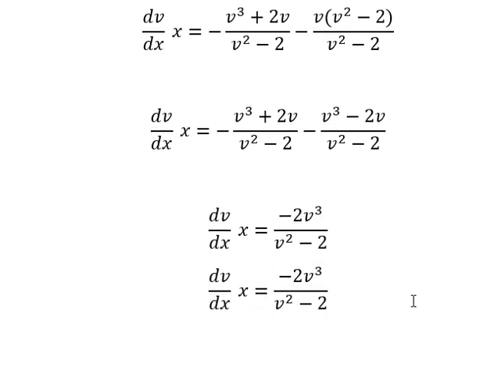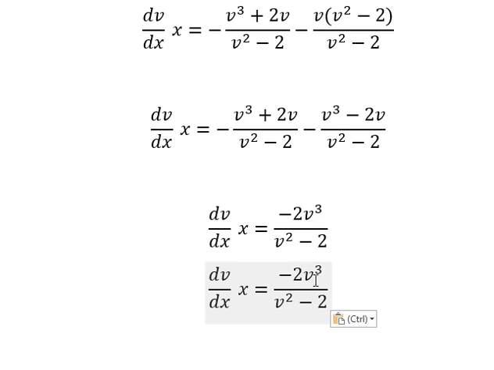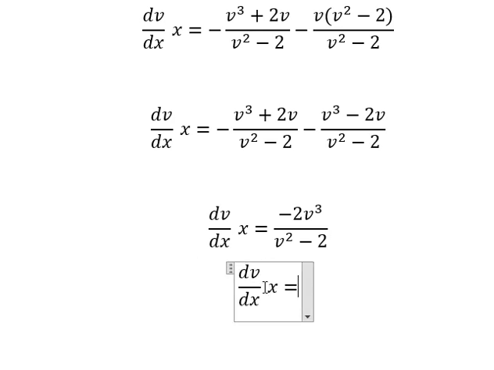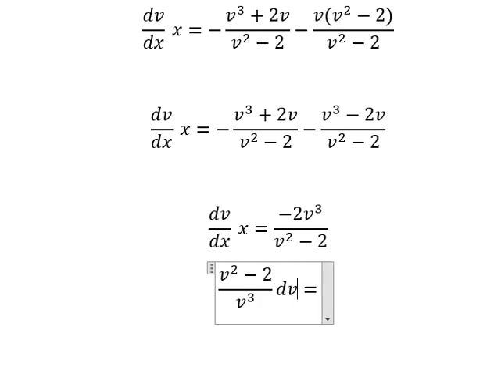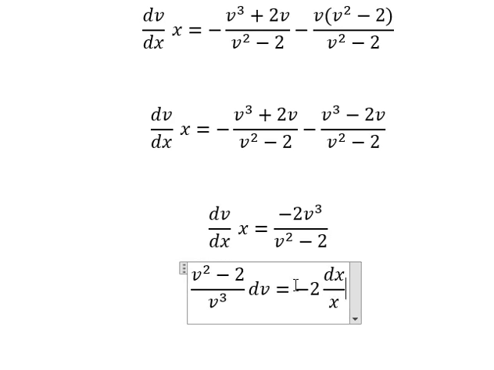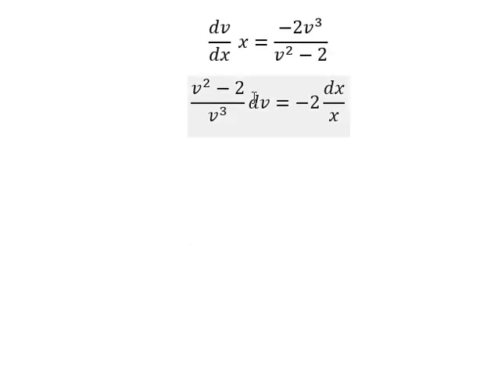Now I will put v to the power of 3 and v square minus number 2 go to the left, ds and s go to the right. Next, we put the integration for both sides.